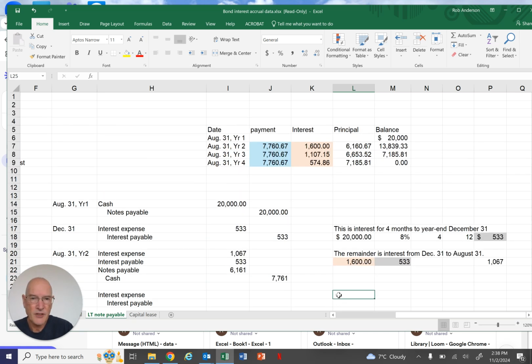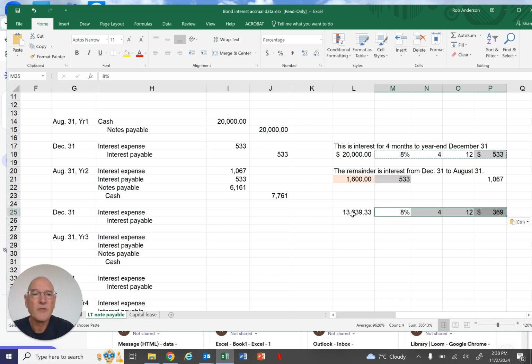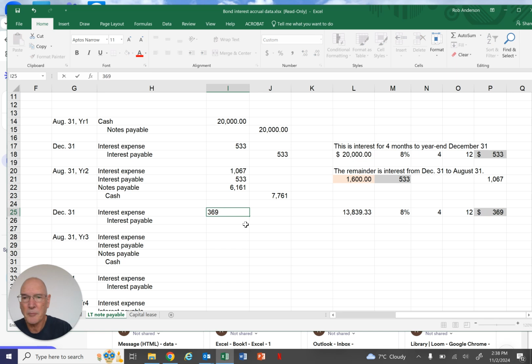So this first time it was 20,000 times 8% times 4/12 of a year, but now it's not 20,000 anymore. It's this number. It's the new balance owing. And I'm just going to copy this in and it should work. So the new balance owing times 8% times 4/12 is 369. So I've got 369 interest expense and 369 payable.